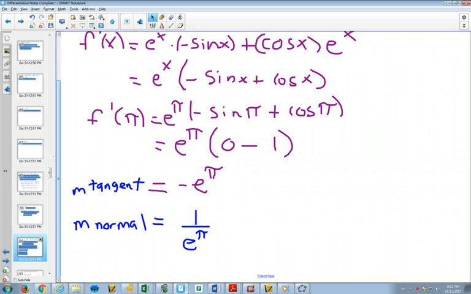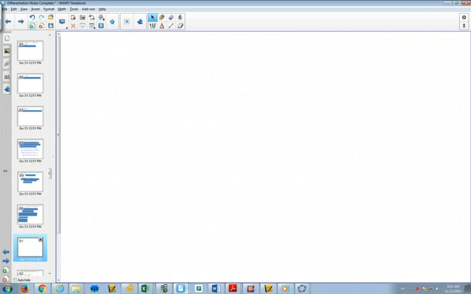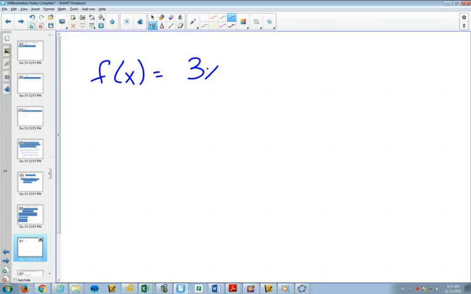We have 3 minutes left, which is enough time to have a little bit of fun. So, what happens if our original function was 3x squared times e to the x times tan x?